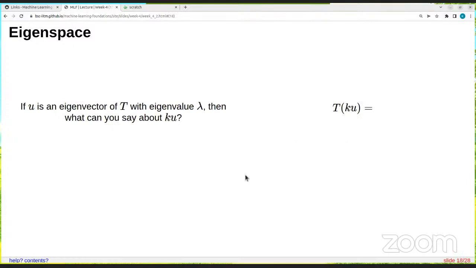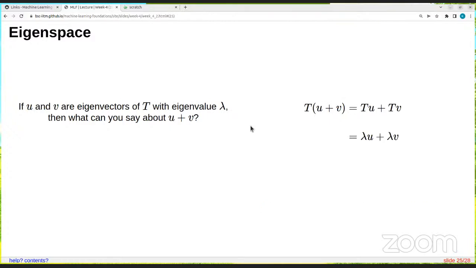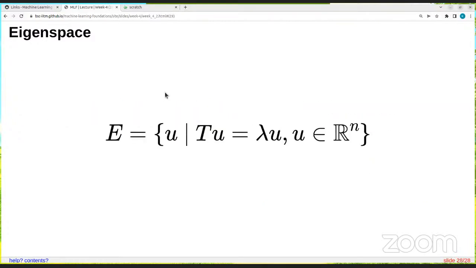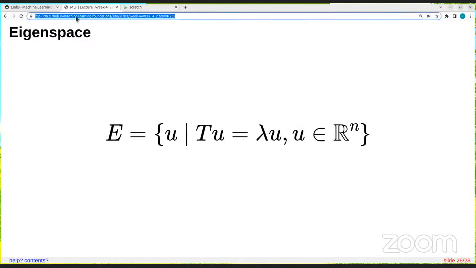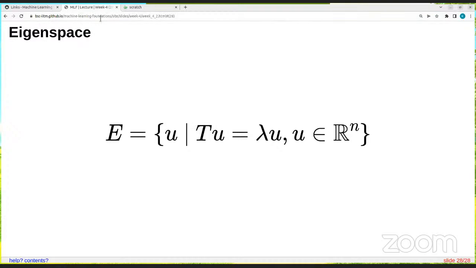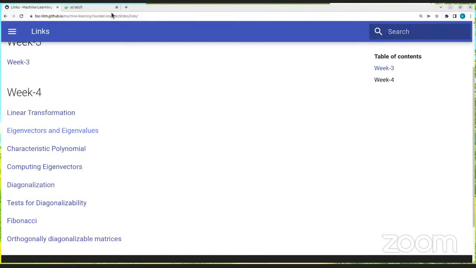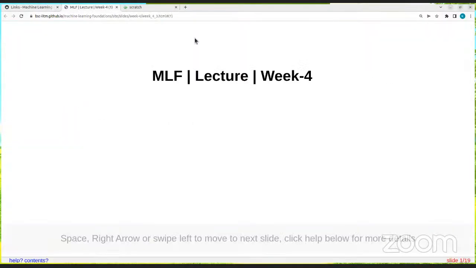The eigenspace, if you remember, is the set of all the non-zero vectors that are eigenvectors corresponding to some eigenvalue lambda. I am not going into the details; this is something you already saw. In case you want to study more about them, or spend some time on these slides, you can access this link. It's there in the MLF notes page. You just have to click on slides and you will be able to get hold of it.